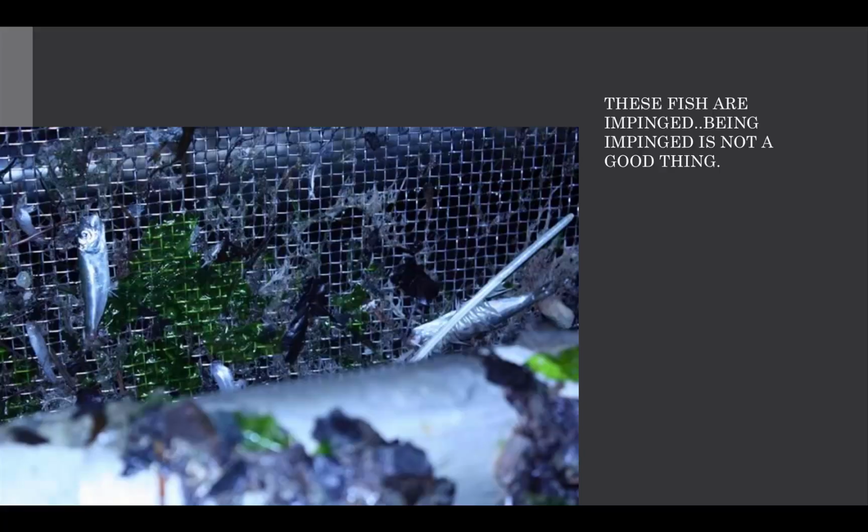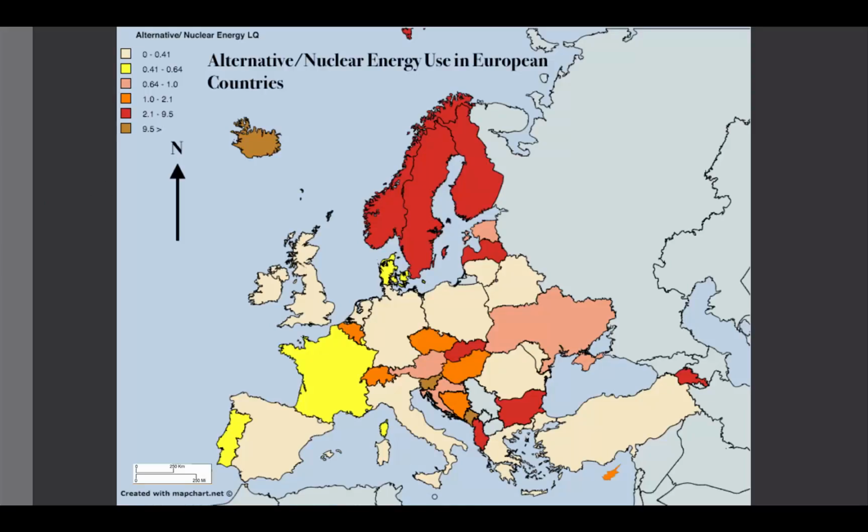So we can start off by looking at the alternative energy map. This is a map that I created based on my data. The lighter colors indicate a lower LQ, while the darker colors signify a higher LQ.